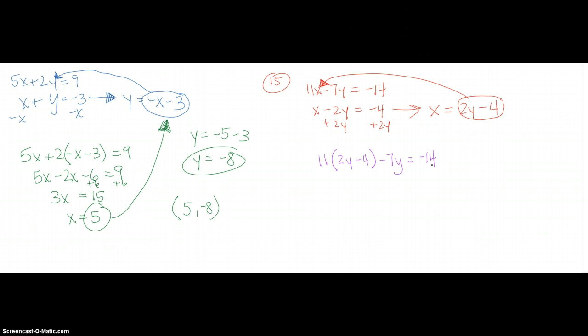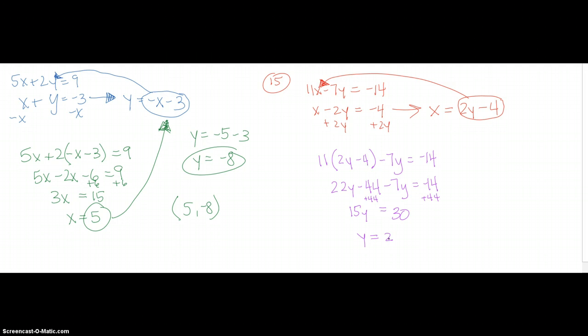Notice I plugged it in parentheses because that 11 has to go to both pieces of it. Okay? So when we distribute, we get 22y minus 44 minus 7y equals negative 14. So let's combine like terms here. We have 22y minus 7y would give us 15y. Equals, I'm going to add 44 to both sides. So we get 30. And divide by 15, you get y equals 2.